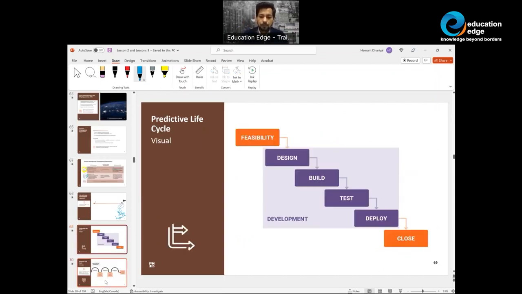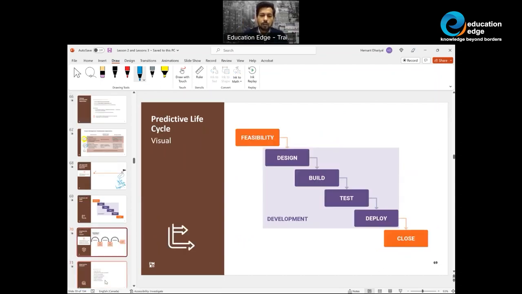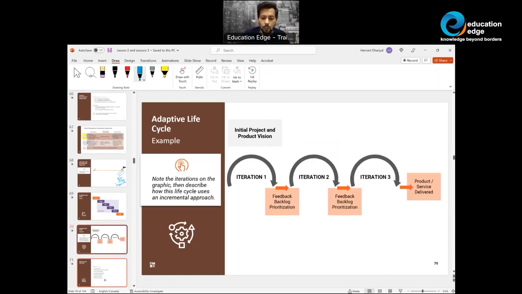Whereas on an adaptive project, you have this opportunity to deliver value and gain feedback and ensure that this product becomes the best version, right? Best possible version. So that's about predictive, adaptive, and hybrid at a very high level.